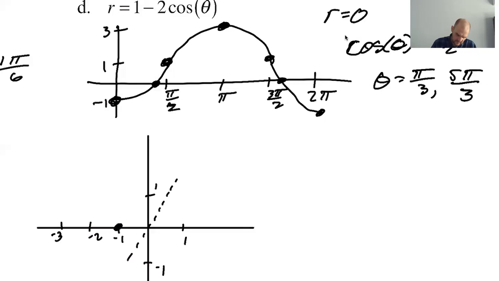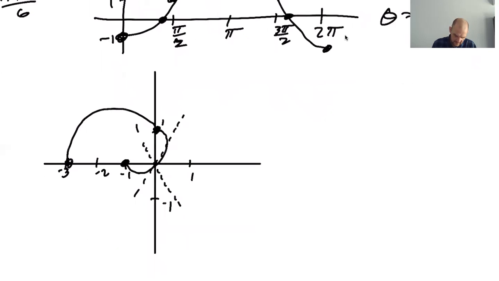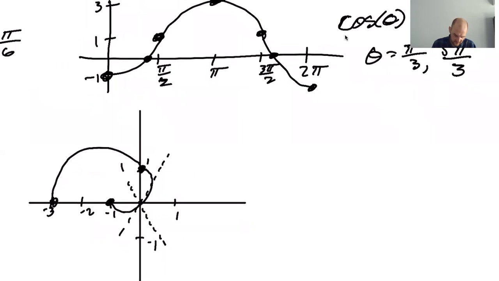Here, and then like here. All right, here we go. There. By the time we get to pi over 2, we're out at 1. By the time we get to pi, we're out at 3, which is -3 in the xy plane. And then by the time we get to 3 pi over 2, we're back at 1.